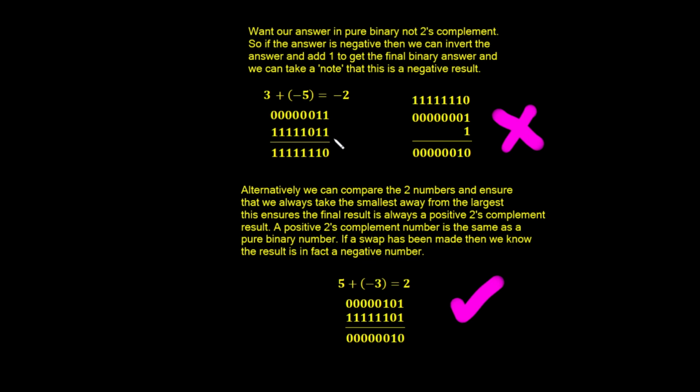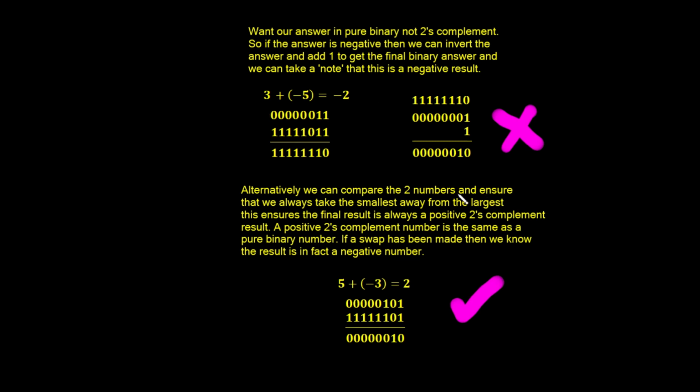And we can take a note that this is going to be the magnitude of the answer, or the absolute value of the answer, and we know that the sign is going to be negative because this was in fact a 2's complement representation, and we know it's negative because of this 1 here. So that's one option. Now the alternative option is that we can actually compare the two numbers that we're going to perform the subtraction with.